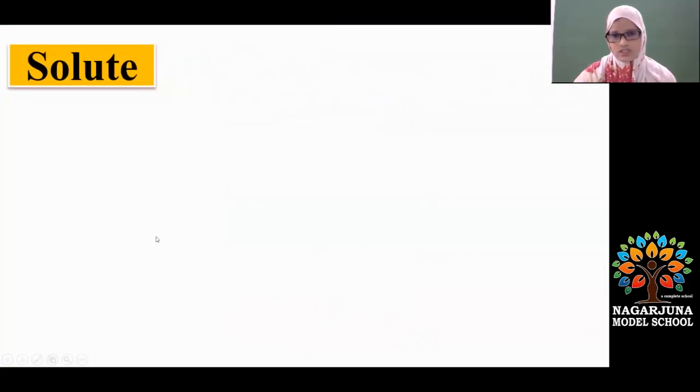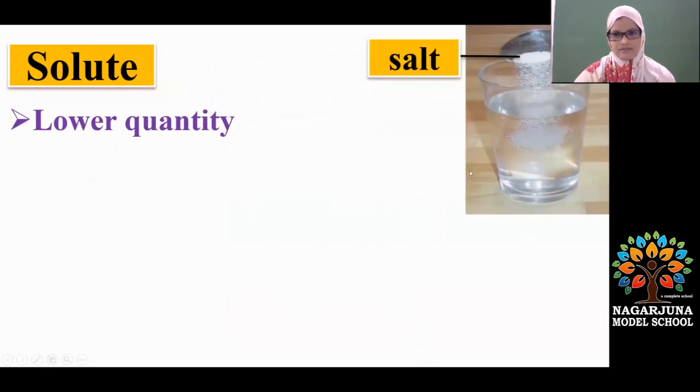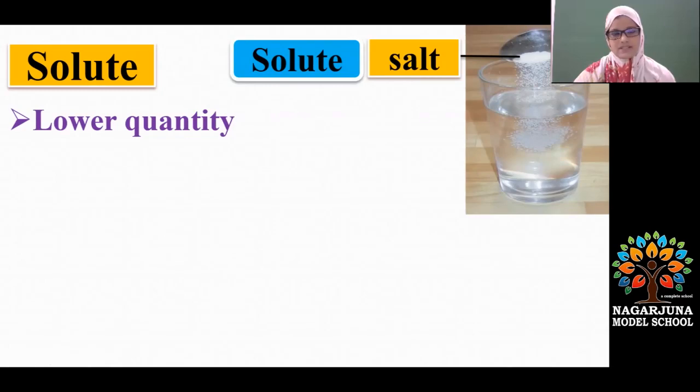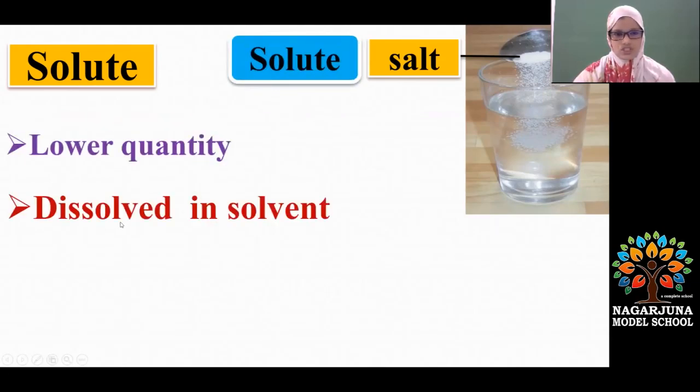So what is solute? Yes, the substance which is present in lower quantity is called solute. Let's see the example. So here we have salt water. So what is salt here, children? Yes, it is a solute. Why is it a solute, children? It is present in a lower quantity. And solute is also defined as the substance which is dissolved in solvent.